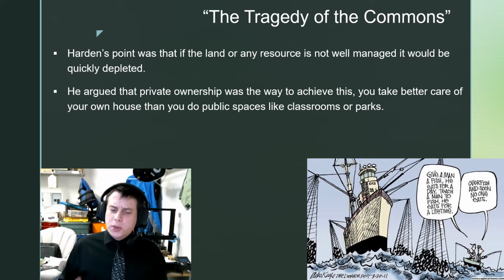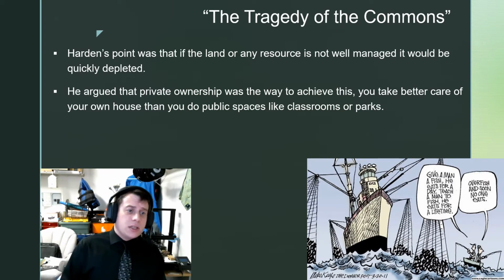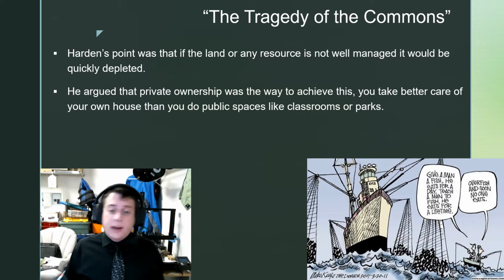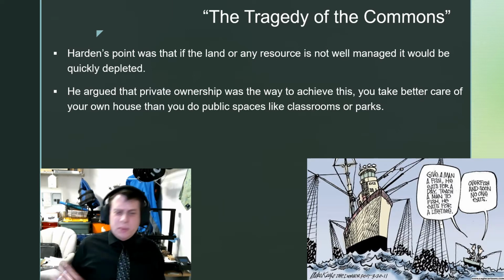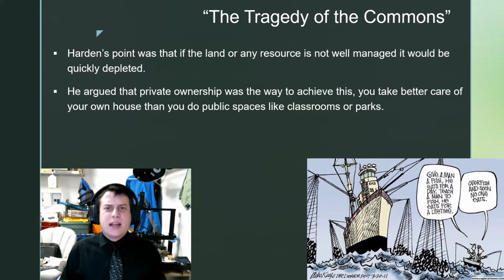He argued specifically in his essay that private ownership is the only way to achieve this. The idea being that you take better care of your own house than you do public spaces. For us, that would mean like classrooms or parks. You go to public parks, you see sometimes people leave their trash out, or you go to a public restroom at a park, it's like, oh, people write on the walls and it's gross in there and those kind of things. But people wouldn't keep their own bathroom in their own house that way. They'd want to clean it up. They'd want to take care of it because they have to live with it. They're stuck with it. All right.